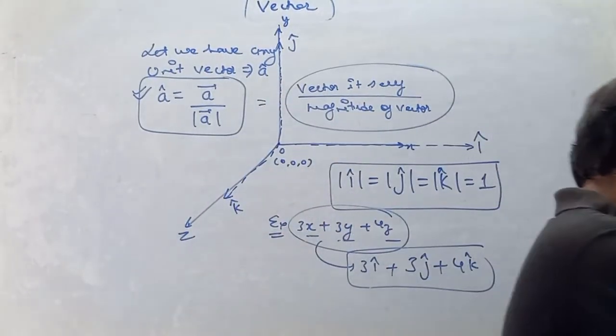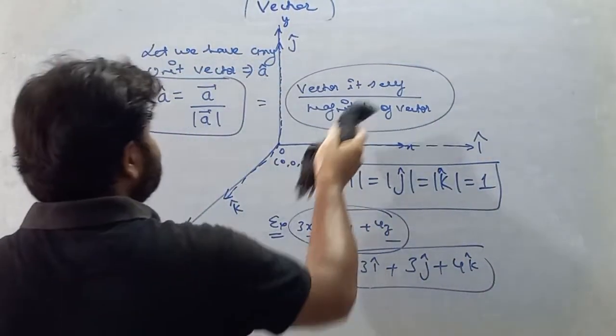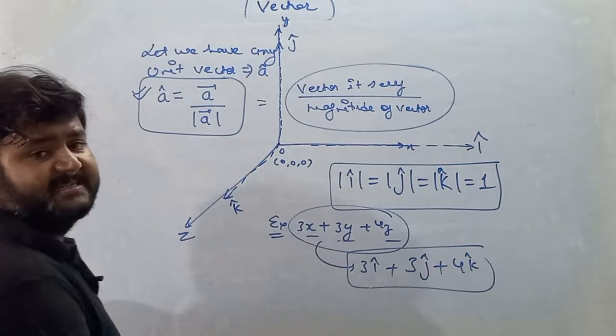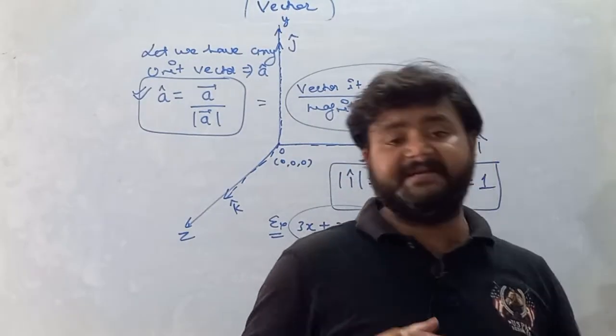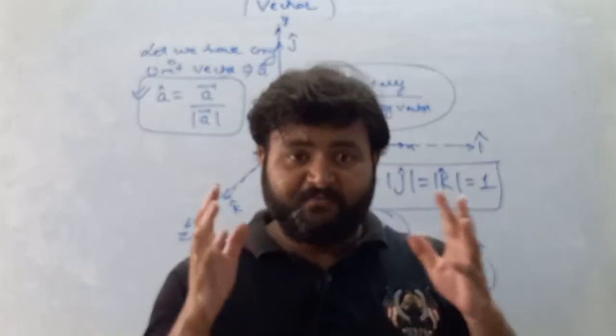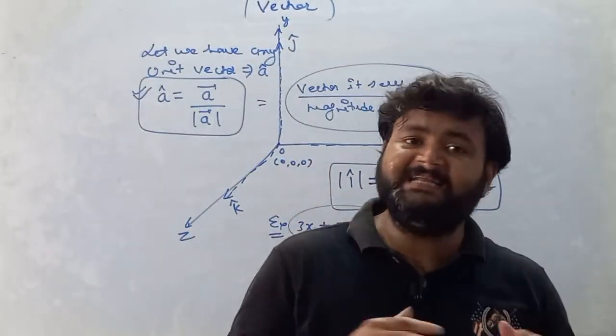I hope you all understand that unit vector is basically the vector itself upon the magnitude of that vector. We have three different types of unit vector when we are talking about linear motion.